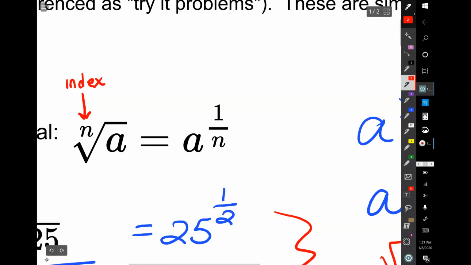This is labeled all in your book as well. This symbol here, looks like it's a square root symbol. It's called the radical sign.